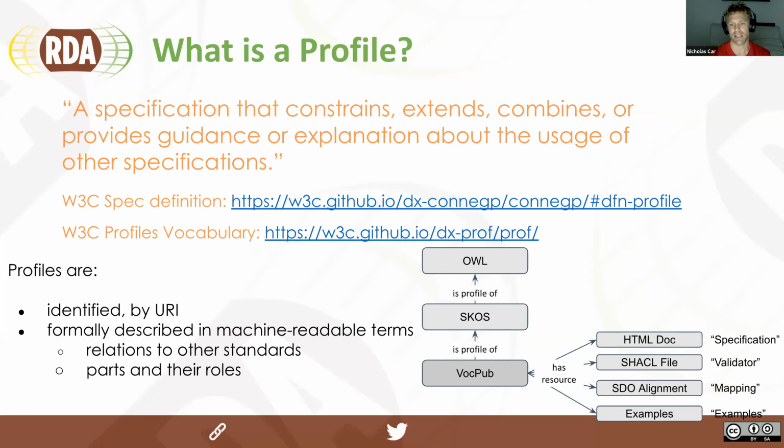So really, it's a mini standard, and the standard might derive from other ones. The example I've got down there in the bottom left is the VocPub profile, which is a profile of SKOS that I and others use. And it just constrains SKOS. It says that you've got to have one concept scheme per file, and you've got to have certain properties for concept schemes and for concepts.